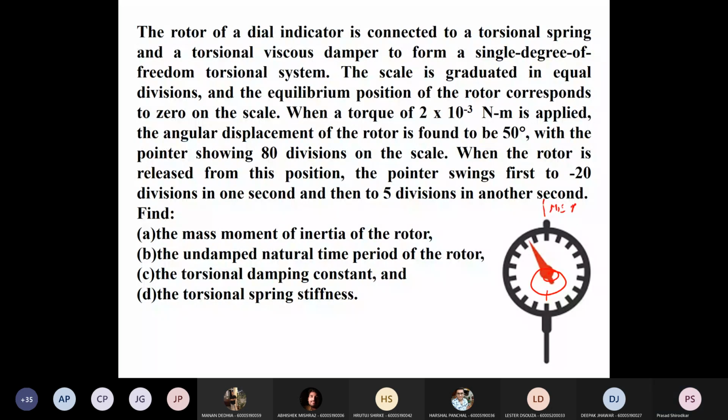Okay. When a torque of 2 into 10 raised to minus 3 is applied, so initial torque of M0 is applied, that is 2 into 10 raised to minus 3 Newton meter, the angular displacement is found to be 50 degrees. So when initial torque is applied, the deflection is 50 degrees, with the pointer showing 80 divisions. Okay, so 50 degrees corresponds to 80 divisions.